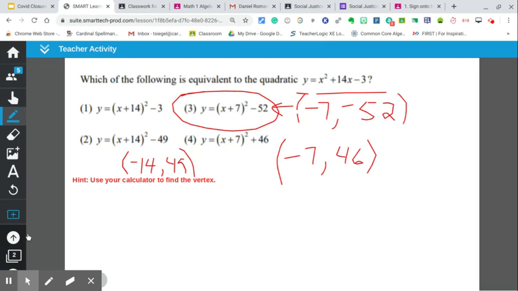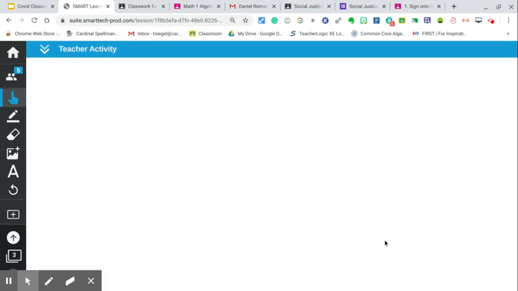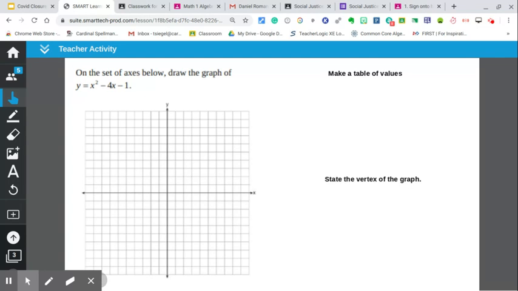All right. Now this one down here was funny because I wish I could move this guy out of the way. That's the recording button. So here we go. So this one I asked you to make a table and then plot the points, right? And then state what the vertex is.